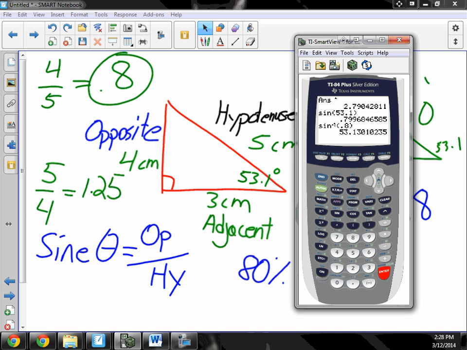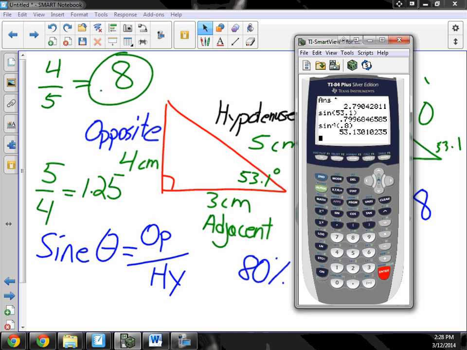Yes. Good. How many of you had a calculator that didn't work? You need to change from radians to degrees. So if you had something that didn't work, you're probably in radians. Push mode and go down to degree.